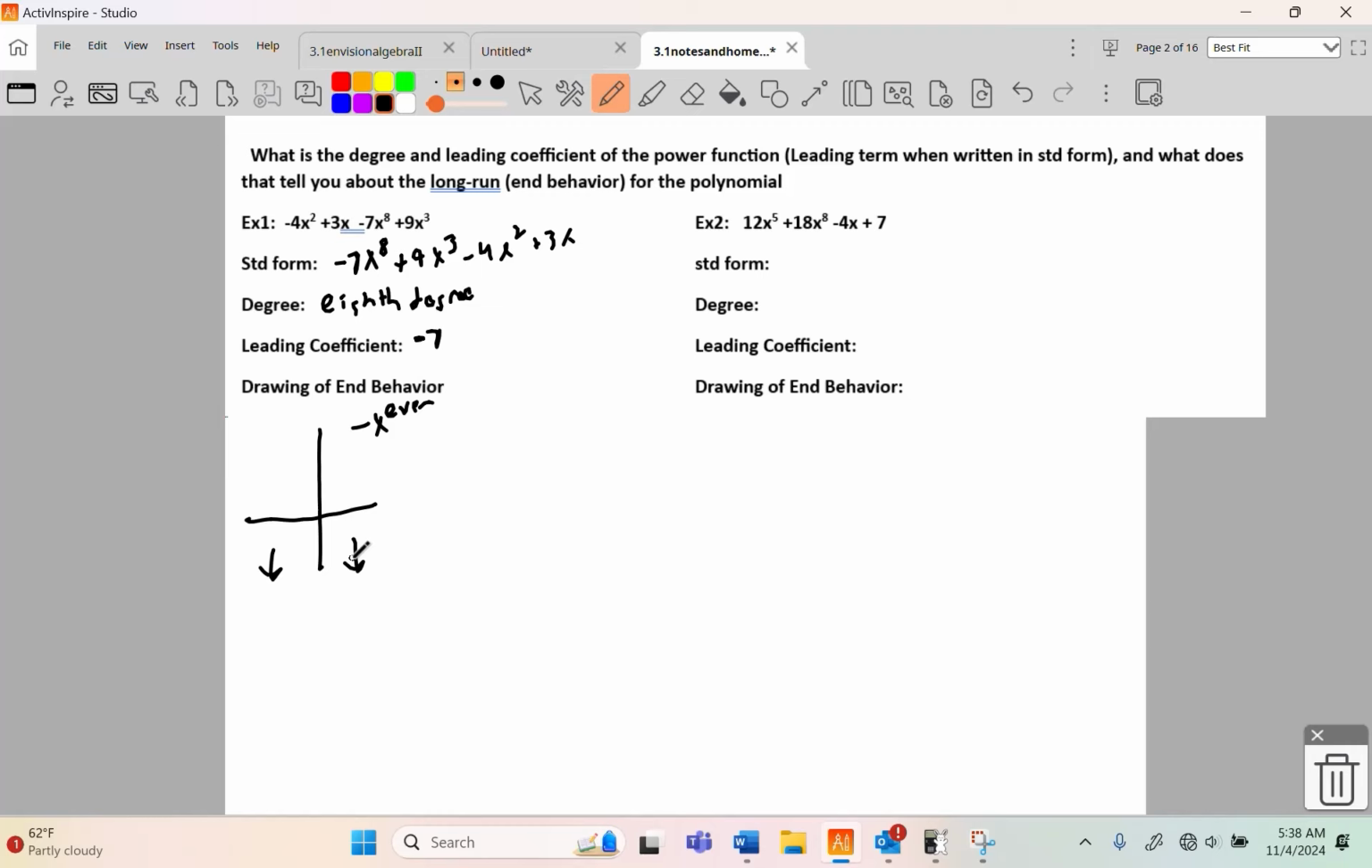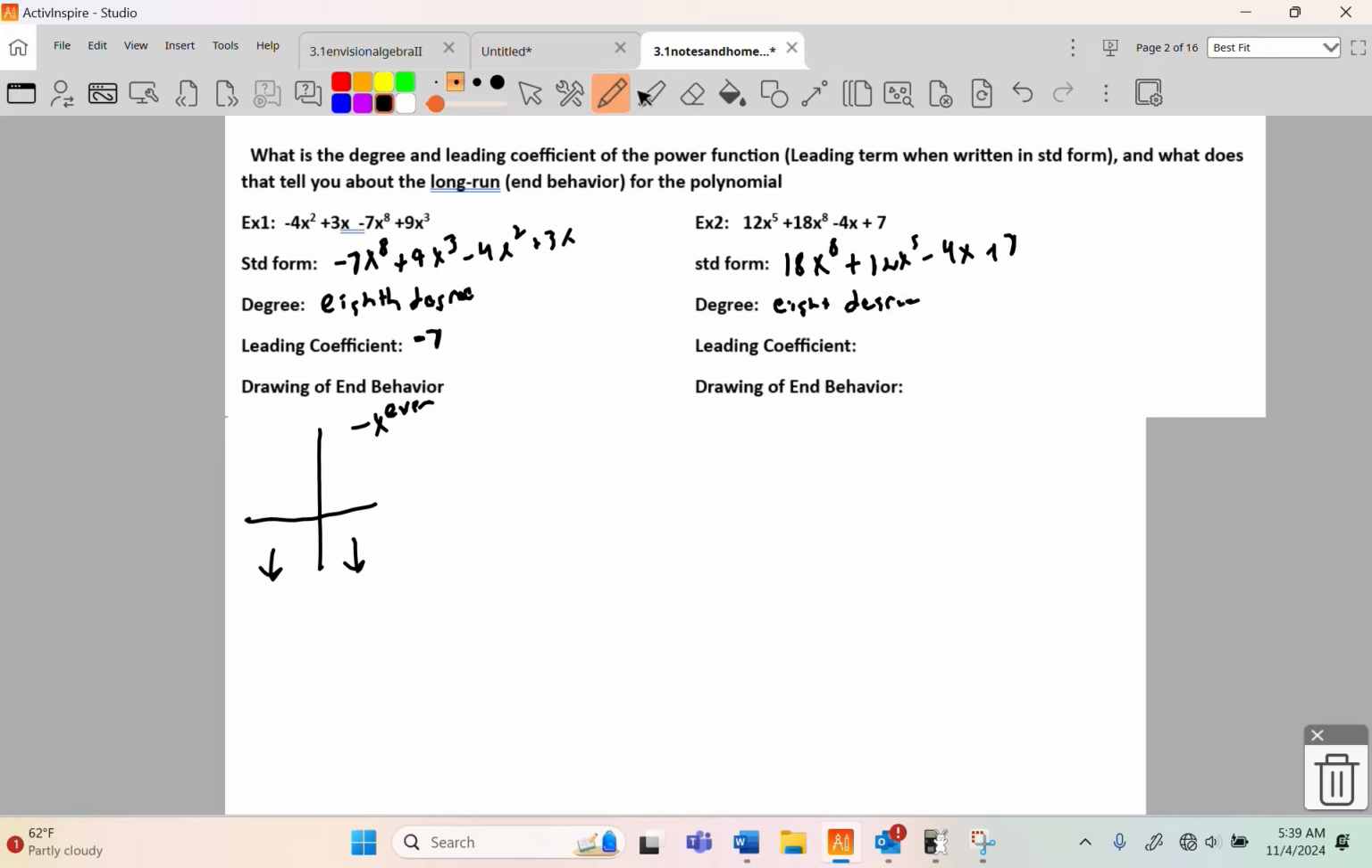Oddly enough, the next one's also an 8th degree. In standard form, we got to put the 18x to the 8th first. Boy, somebody messed up these notes. Plus 12x to the 5th, minus 4x plus 7. Also an 8th degree.